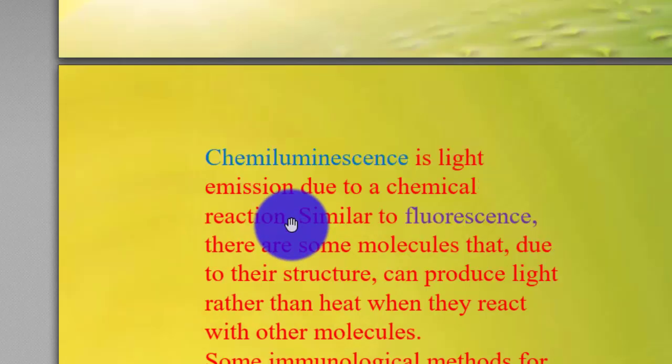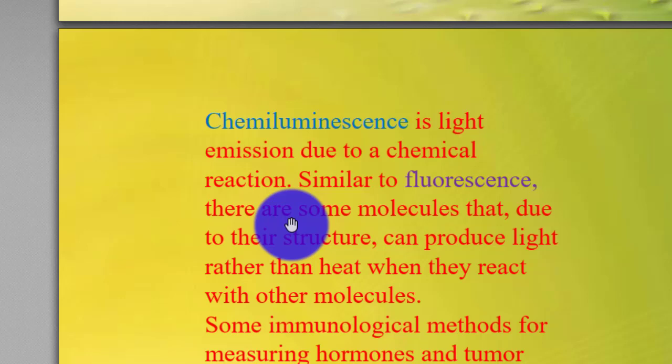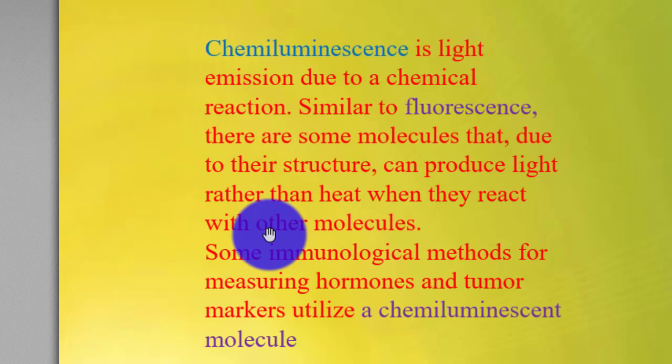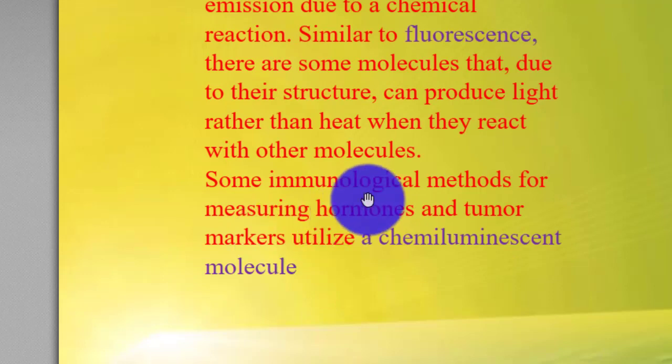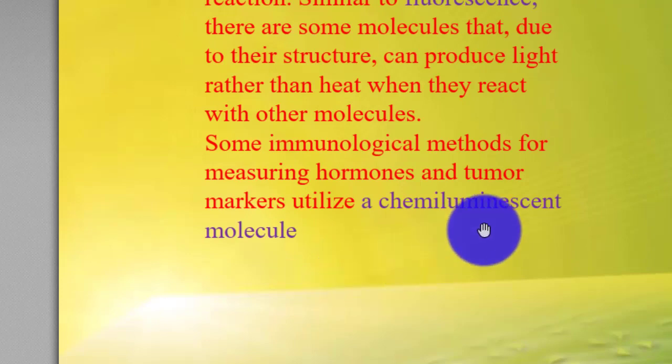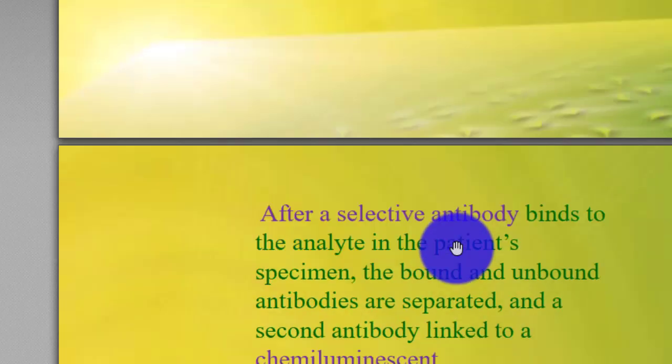Chemiluminescence is light emission due to a chemical reaction, similar to fluorescence. There are some molecules that, due to their structure, can produce light rather than heat when they react with other molecules. Some immunological methods for measuring hormones and tumor markers utilize chemiluminescent molecules.